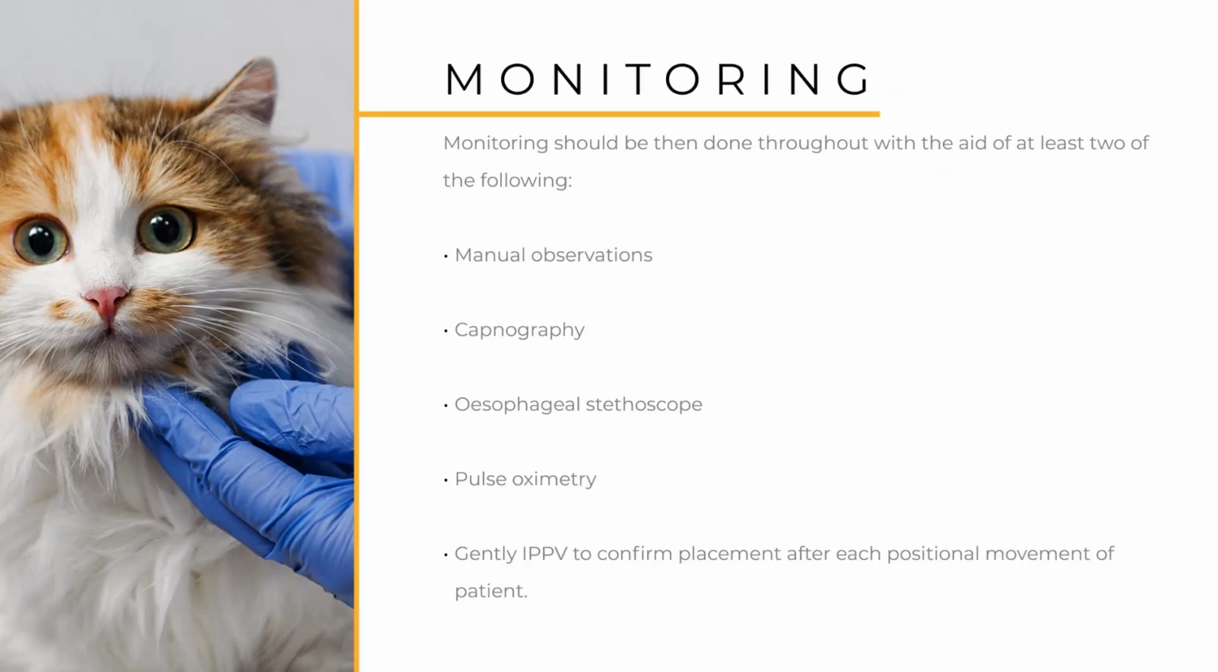Monitoring the patient is again done in the same way as with the usage of any airway device, by manual observations and recordings, with the use of capnography, by use of a regular or esophageal stethoscope, the use of pulse oximetry. We also advise that a quick and gentle IPPV is performed each time the patient has been moved to confirm the placement of the device.